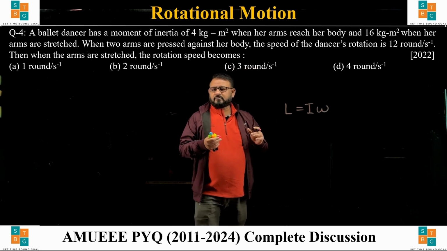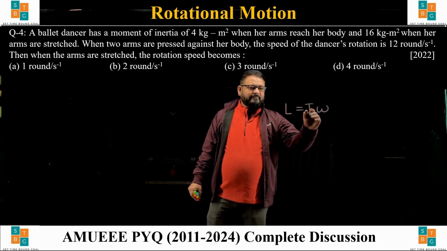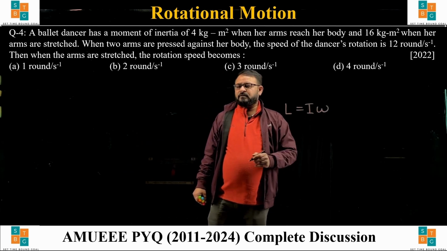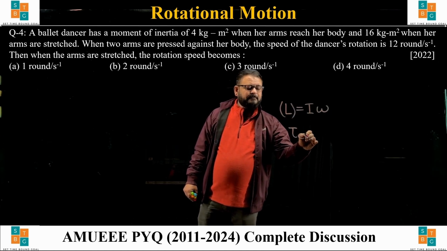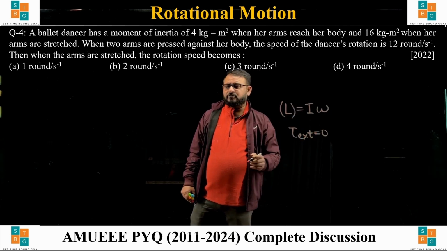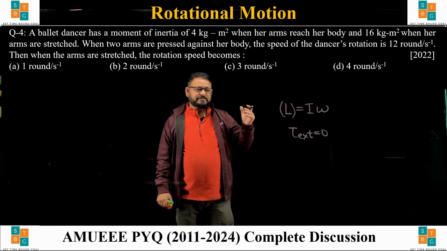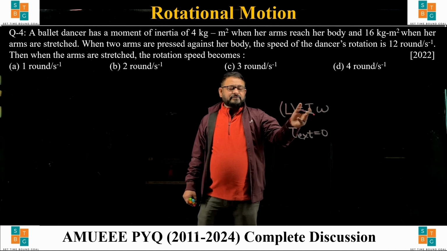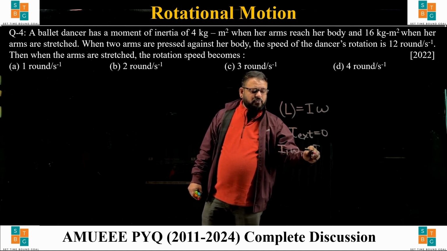So when the arms are low, I goes down, but the angular momentum is conserved if tau external is 0. So this is the case. There is no external torque. The ballet dancer is dancing freely. So what will happen is I1 omega 1 is equal to I2 omega 2.